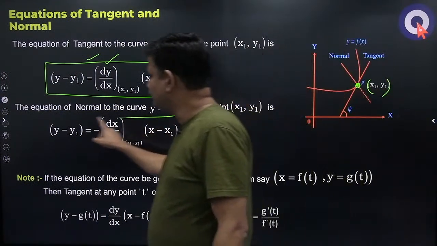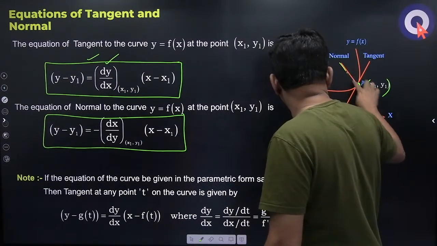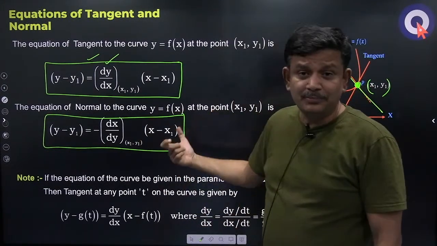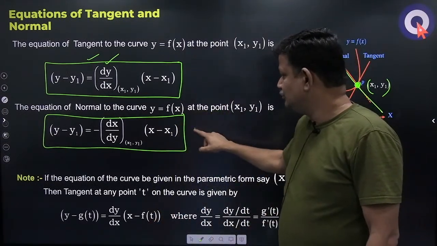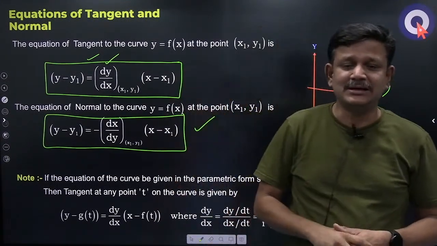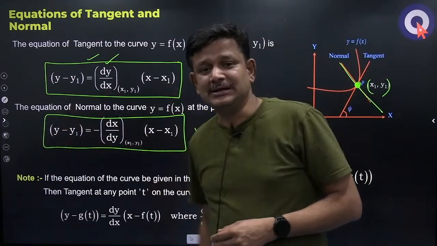And the equation of the normal: again, the normal also passes through the point, which is already known. The slope, as we just discussed, is minus dx by dy. The equation of the normal would be y minus y1 is equal to minus dx by dy at x1 comma y1, into x minus x1. That will be the normal.